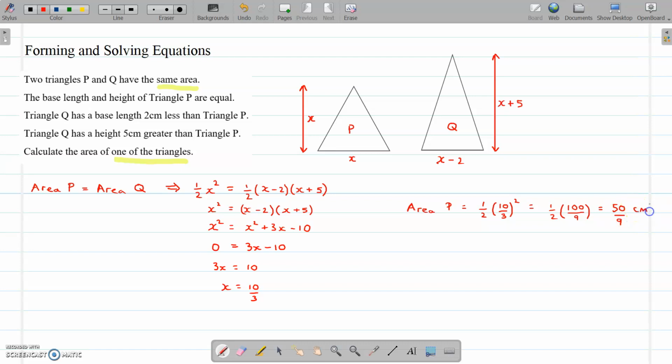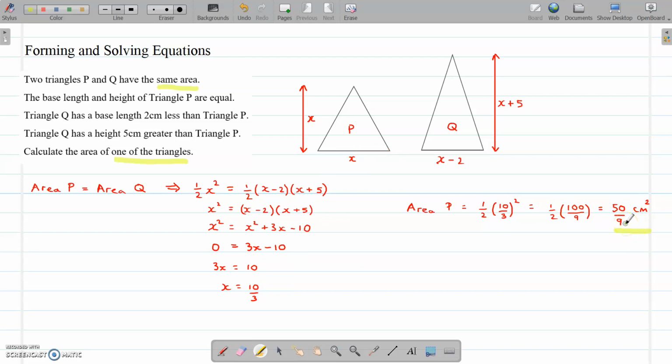50 over 9 centimeters squared. Now it doesn't say give your answer to 3 significant figures or anything like that. If it did, then it would likely be on a calculator paper, although this is not particularly difficult to carry on. But leave it like that because that is the answer and it's in exact form and it's an area, so that's it. Now, if you had time in the exam, you could check that it worked for this triangle as well by substituting 10/3 for x into here, and you should get the same answer. But everything we've done seems sound and secure, and it's leading to that answer.